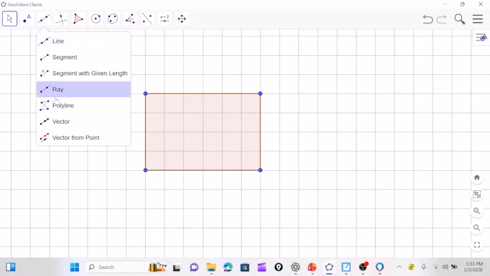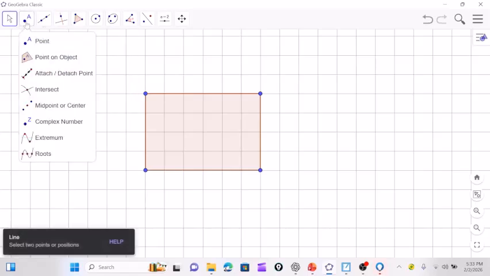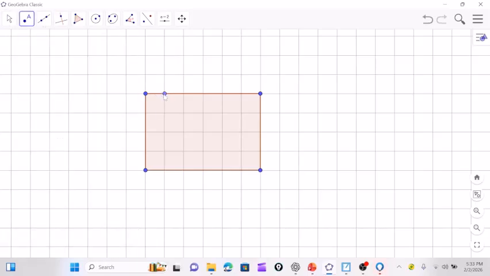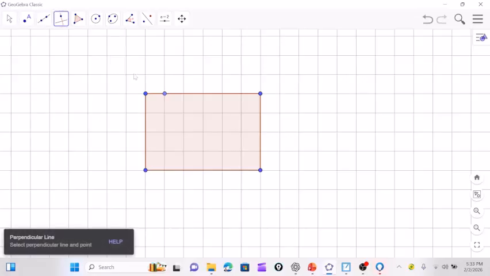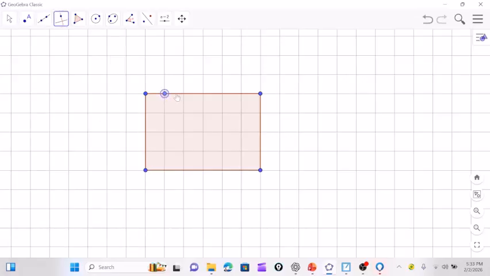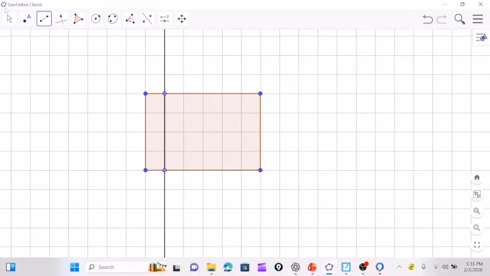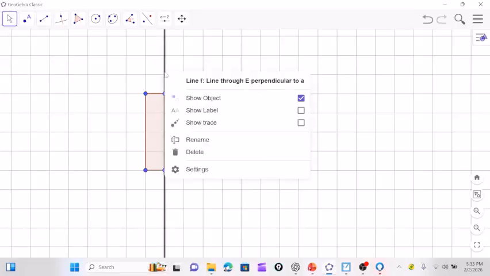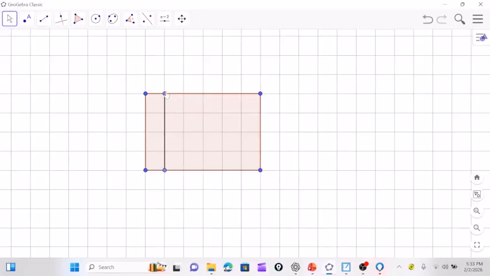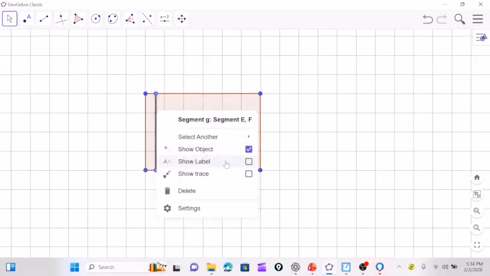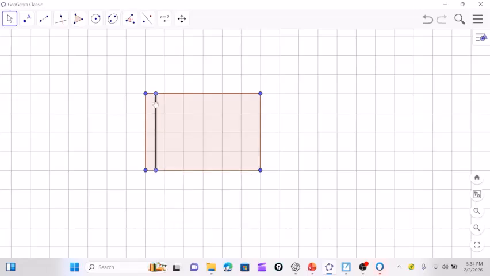Let me get a point somewhere here. Let me do a perpendicular. Just watch what I'm doing. So let me get a segment, something like this. So let me hide this point. Let me not show this. So watch, you can see the way I'm sliding this. It's just something like this. If I introduce a trace on this one, if I say show trace, something like this.